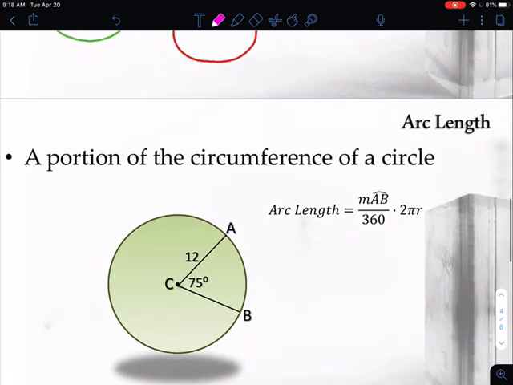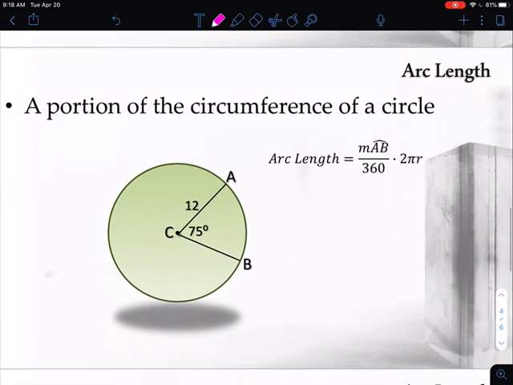Now, a topic that goes right along with circumference here is what's known as arc length. So for arc length, we're looking at a distance around the outside of the circle, instead of the full distance. Like my circumference in this particular example would be from A, I travel all the way around the circle back to A.